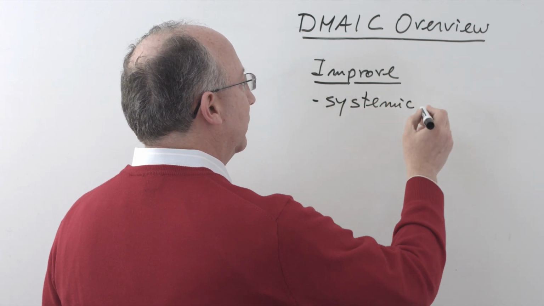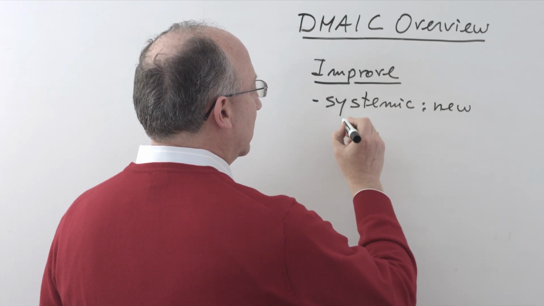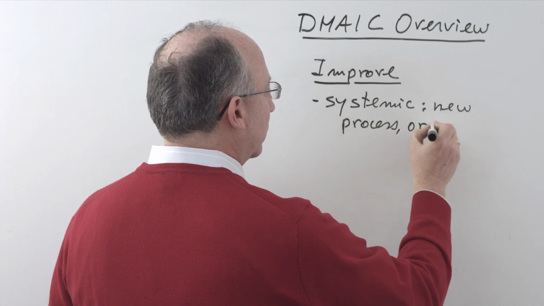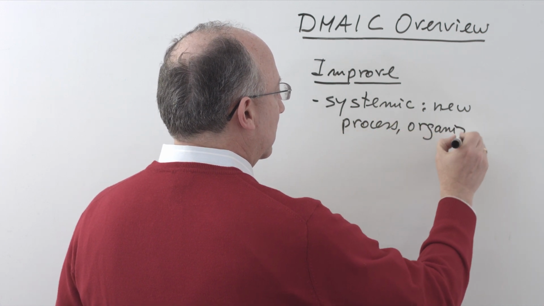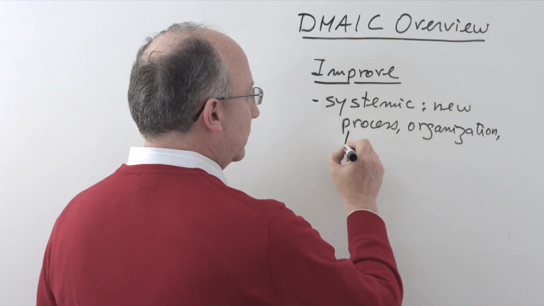And this, in many cases, is going to mean that we need three different new things. We need a different process, a different organization, and also a different technology.